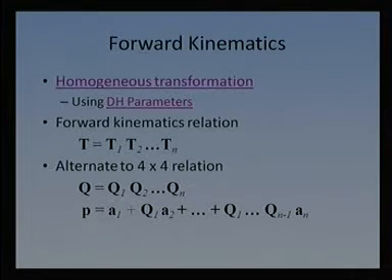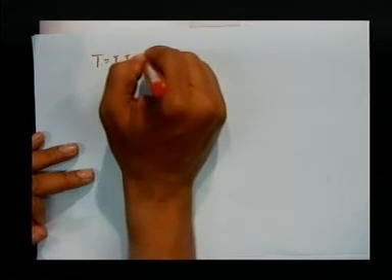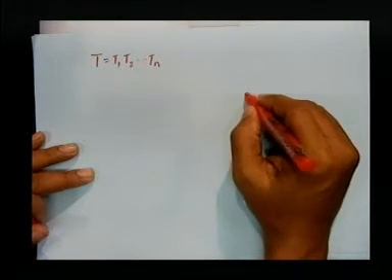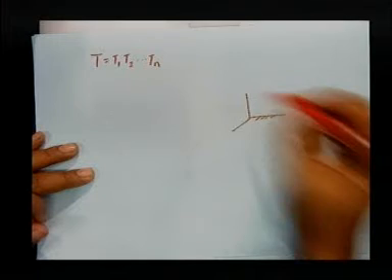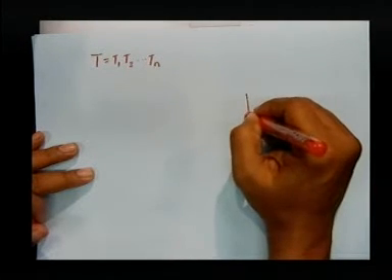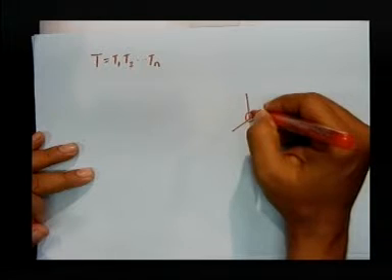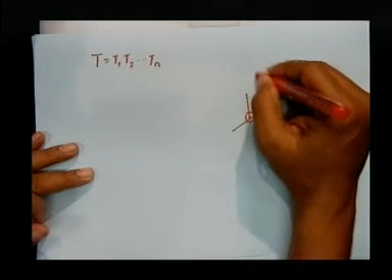So, what we are talking about is this one. T is equal to T1, T2 and up to Tn. Now, look at this diagram. I have a fixed frame and I generally represent this as a joint. It could be a revolute joint or a prismatic joint. I have a body here, then I may have a body here.